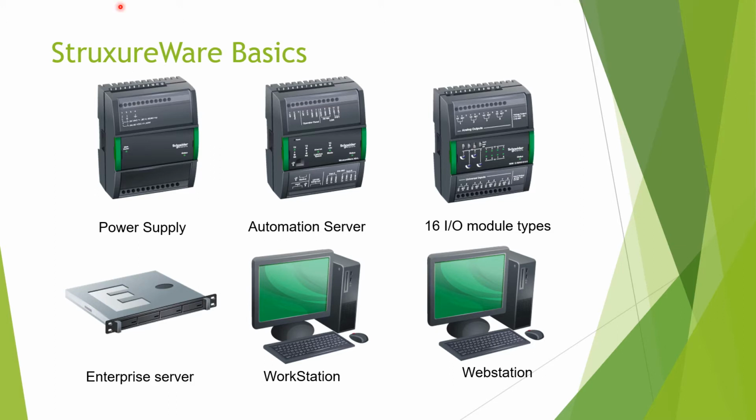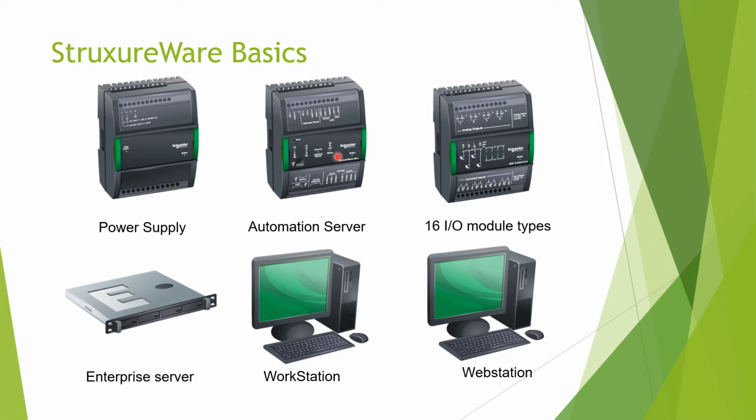A typical control cabinet could consist of a variety of products, such as a power supply, automation server, and several I/O modules. The power supply supplies 24-volt power to the system across a common bus. More power supplies can be added to meet the power consumption of additional I/O modules if needed.